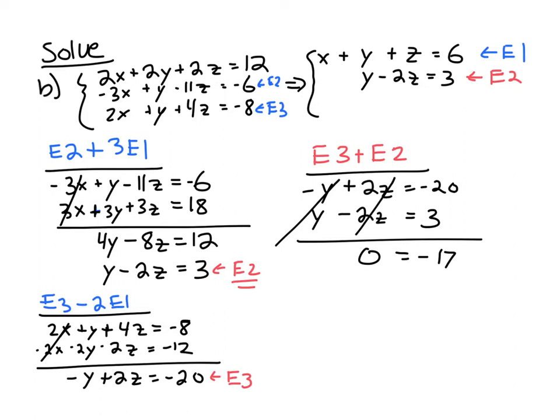This is an inconsistent equation, or inconsistent system of equations, right? Inconsistent system. And so, there's no solution. No solution, or you could write your solution set is the null set. Okay, there's no solution to this one.